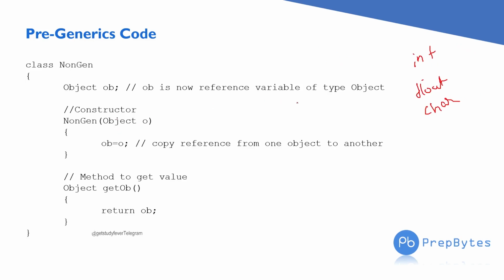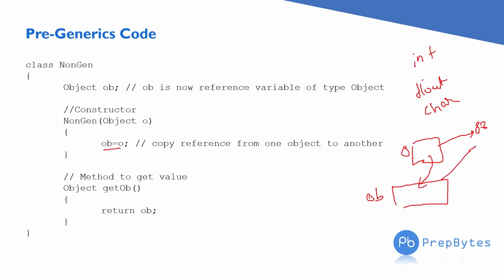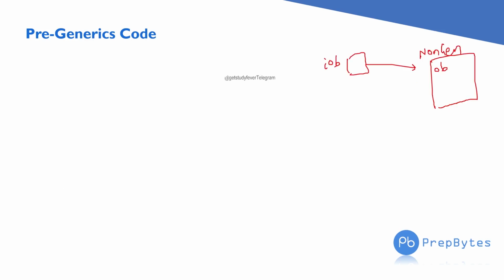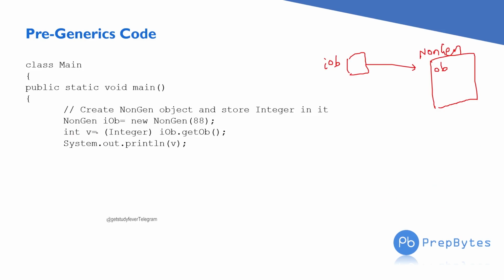Now O is also a reference variable. It will refer to the memory address where 88 is stored. In the next step, OB equals O. OB is also a reference variable, and O is also a reference variable, and when I do OB equals O, O will copy its reference to OB. Now OB will also point to 88.